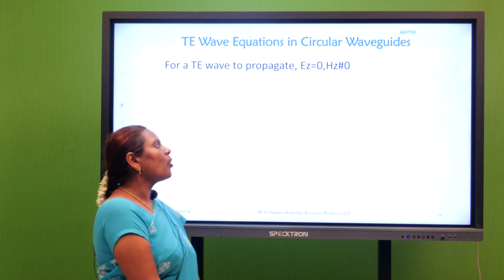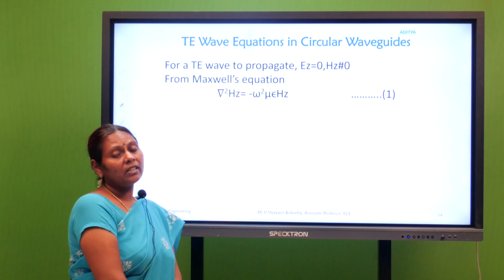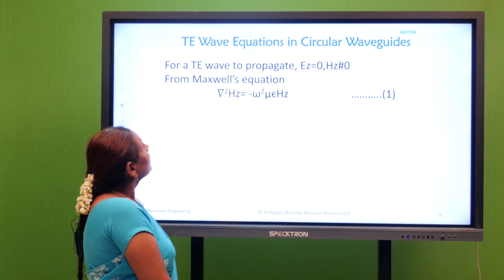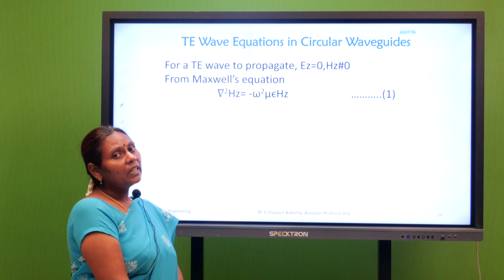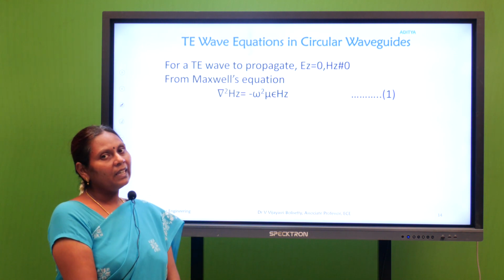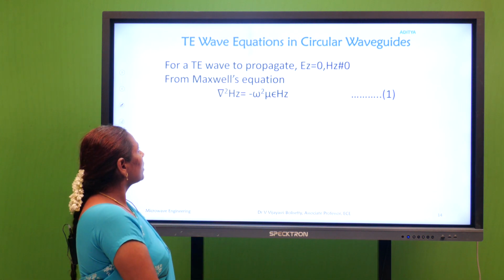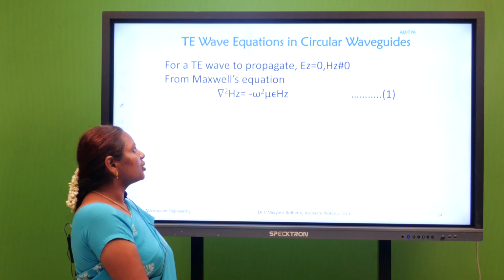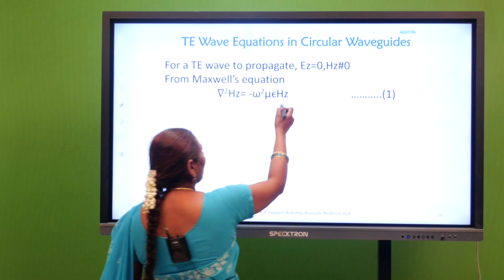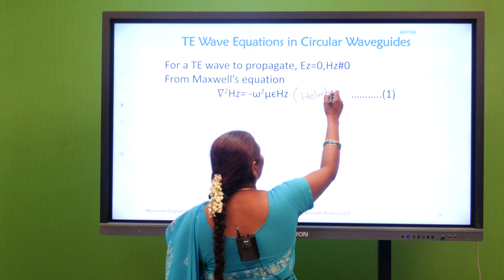Generally the Helmholtz equation is represented as del square Hz is equal to minus omega square mu epsilon Hz for the TE wave equation. Similarly for TM, we get del square Ez is equal to minus omega square mu epsilon Ez. Anyhow, let us consider this Helmholtz wave equation as del square Hz is equal to minus omega square mu epsilon Hz. We call this the Helmholtz wave equation.